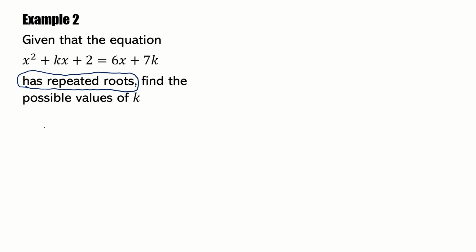So therefore, we're going to start by taking away 6x and 7k from both sides. So doing that, I get that.